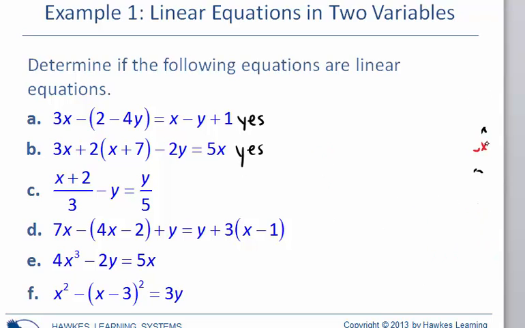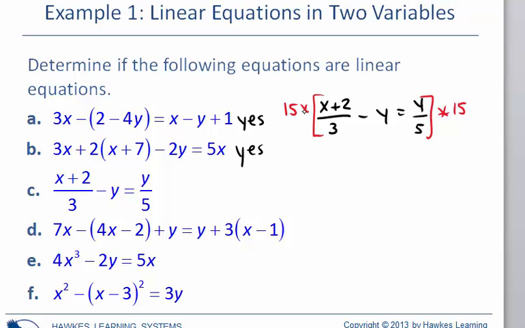Let's look at part C. We have (x + 2)/3 - y = y/5. This equation might be easier to work with if we multiply by something to cause the fractions to disappear. Since we have a denominator of 3 and also a denominator of 5, multiplying by the product of those two numbers, which would be 15, would cause both fractions to simplify out.